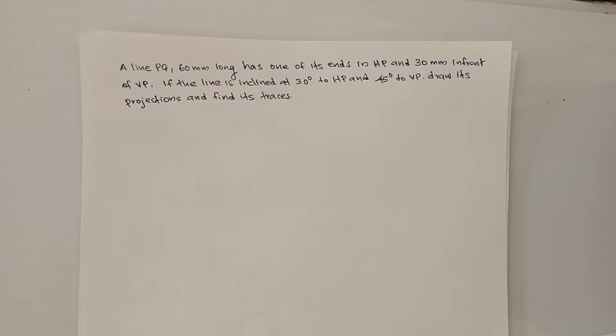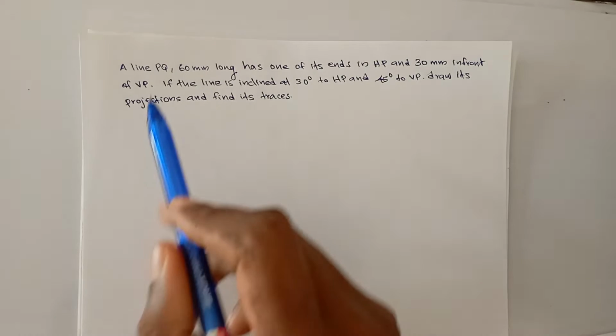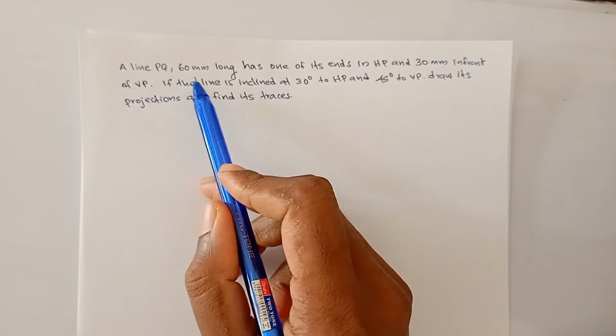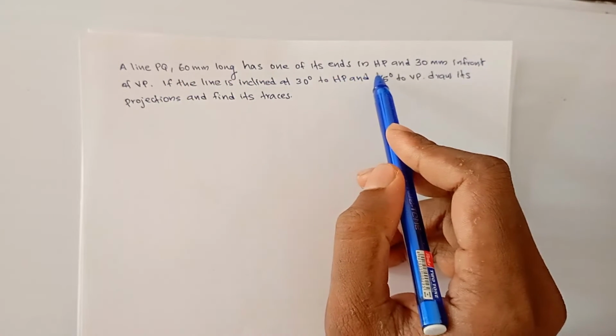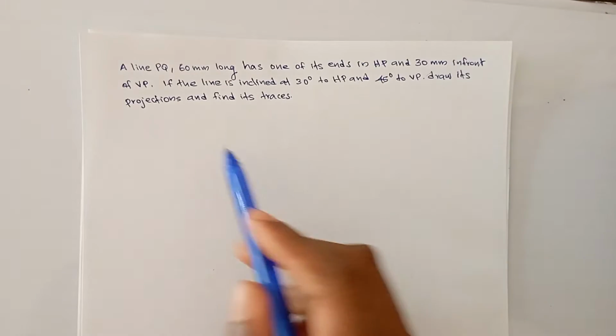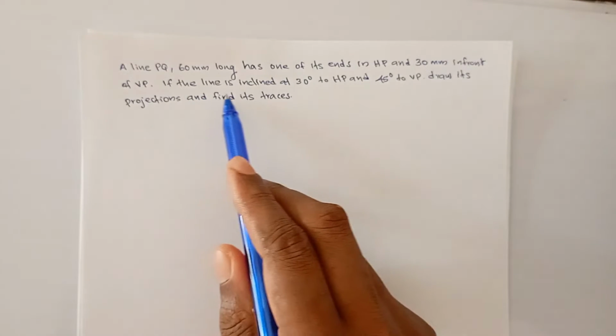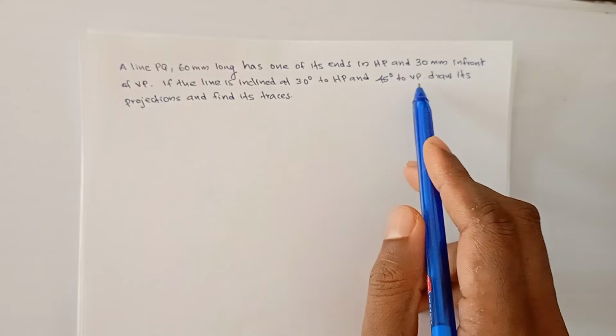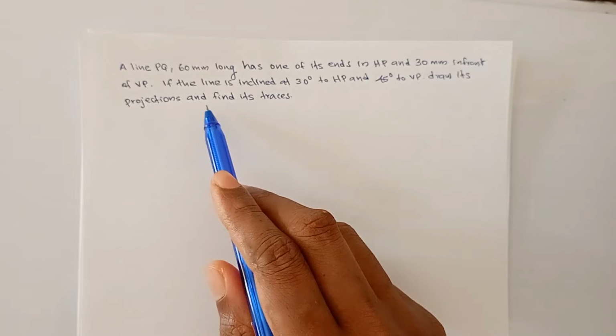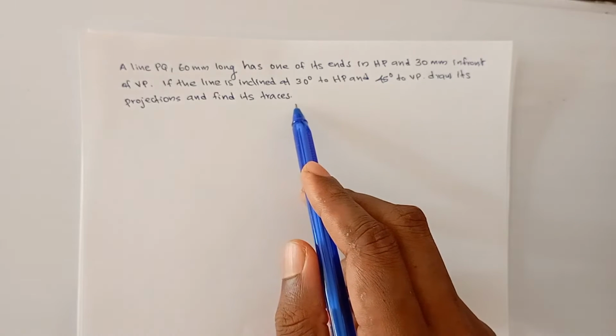Let's discuss a question based on projection of line. The question is, a line PQ 60 mm long has one of its ends in HP and 30 mm in front of VP. If the line is inclined at 30 degree to HP and 45 degree to VP, draw its projections and find its traces.